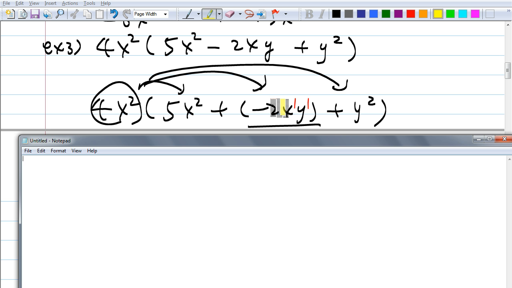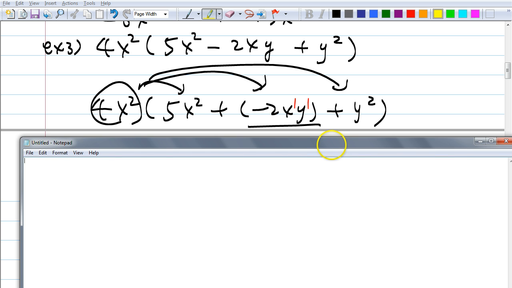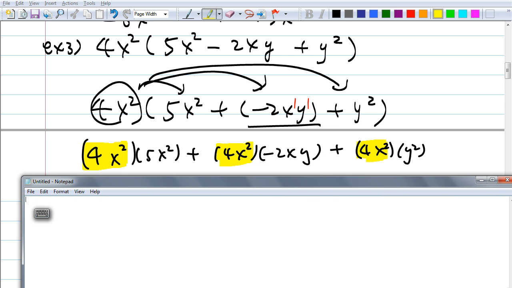Alright, who could tell me then what to write next? Don't just do this in your head. What should I do here? How about Benjamin? It's 4x squared times 5x squared. Good. 4x squared times negative 2xy plus 4x squared times y squared. That's right. And that's what I got.